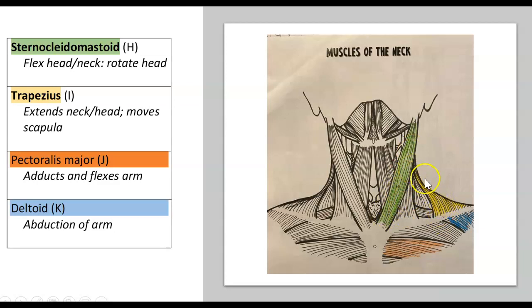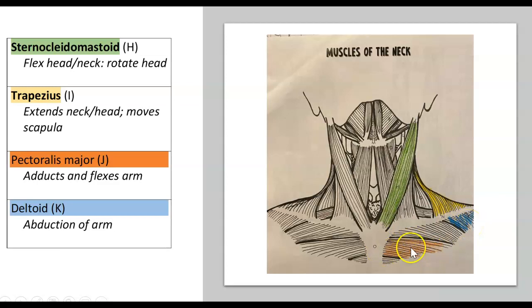The trapezius is going to be this muscle here. There's a better view on one of the other diagrams, but you can kind of see it from an anterior position here. And this is looking at you from an anterior position, so the front view. This is going to extend your neck and head and move your scapula. Down below this is going to be where your deltoid starts. And again, there's a better diagram of this in the next picture.